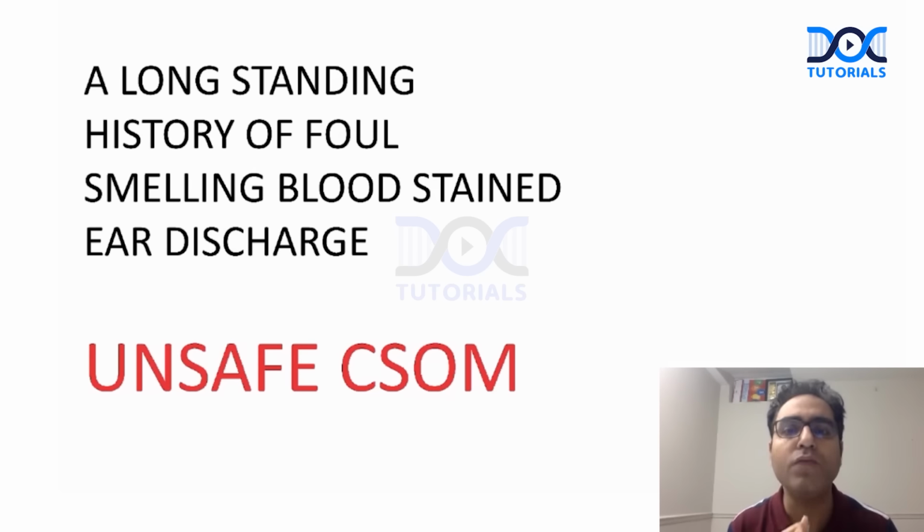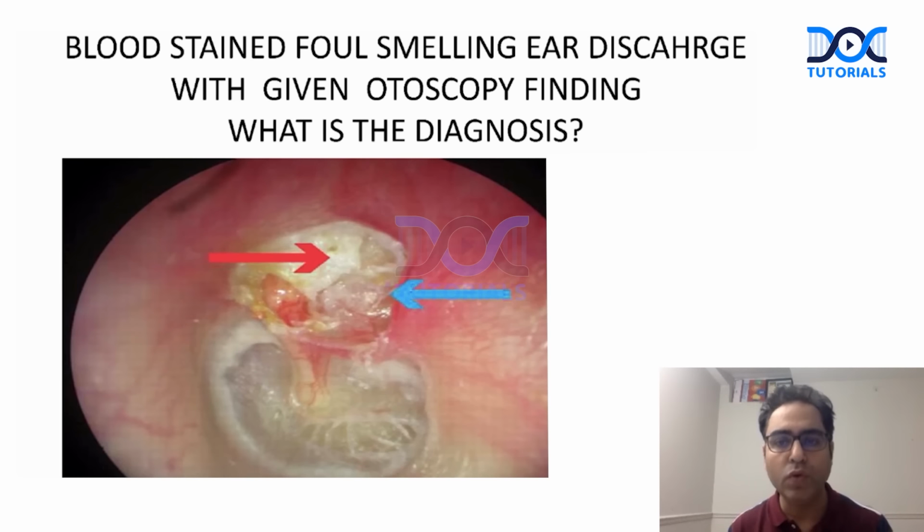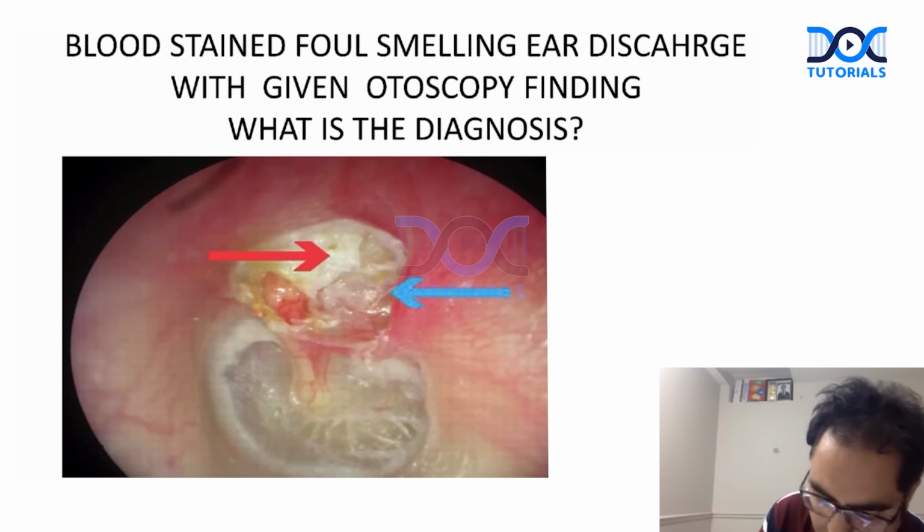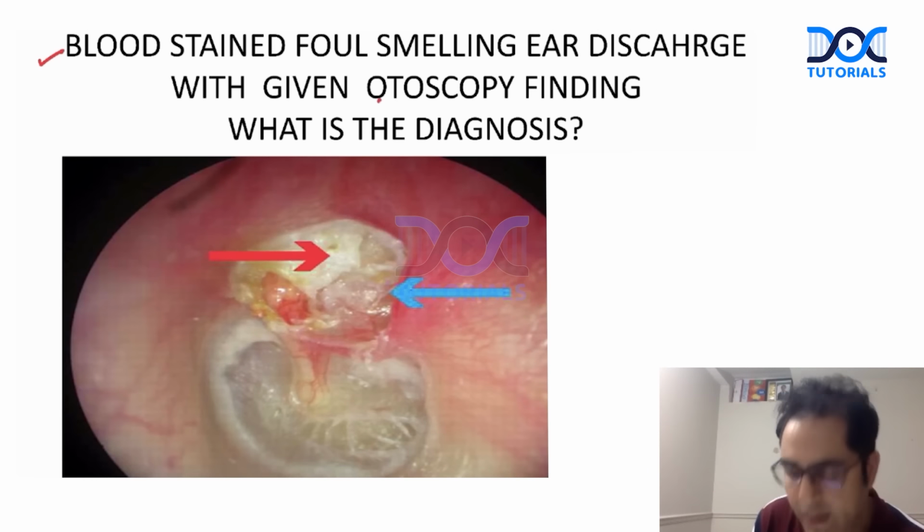The hallmark of unsafe CSOM is cholesteatoma. They may twist the question like this also. They may give a picture to you. They give you a history of blood-stained, foul-smelling ear discharge with the otoscopy finding given in the picture.